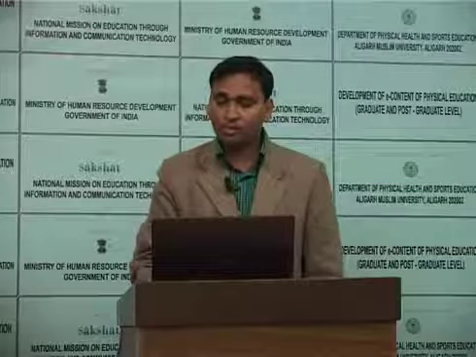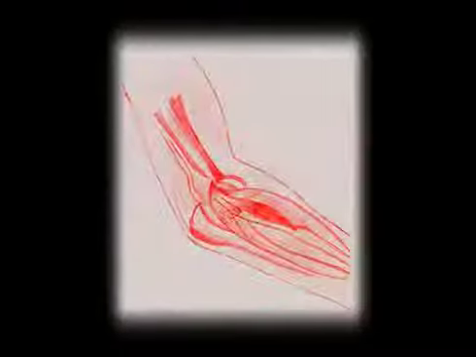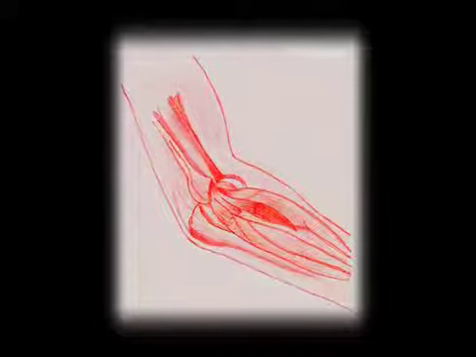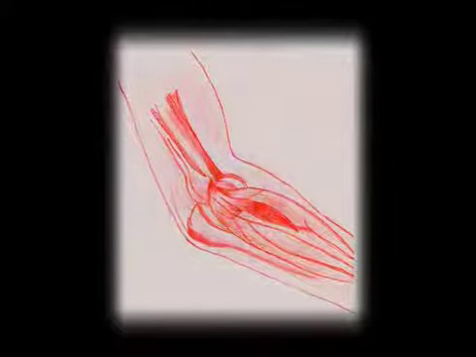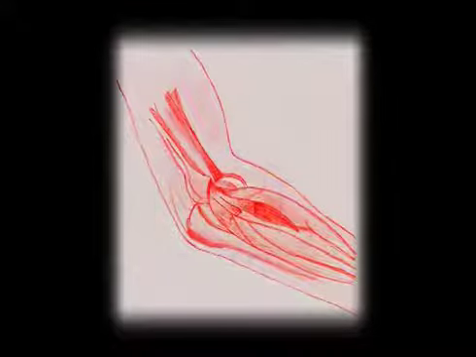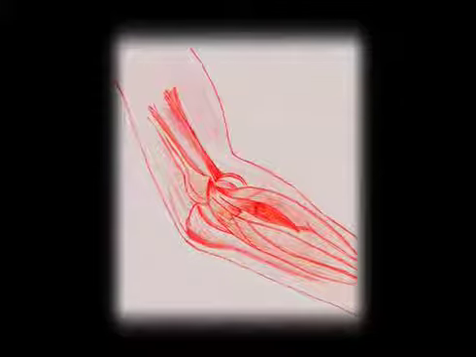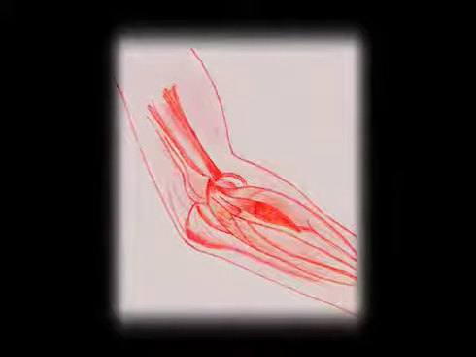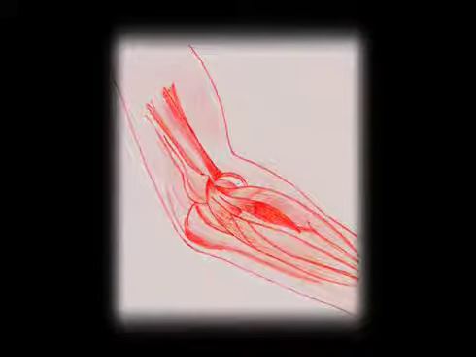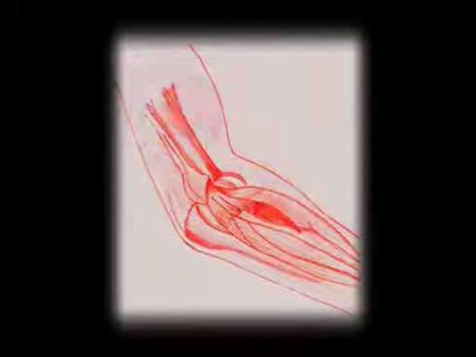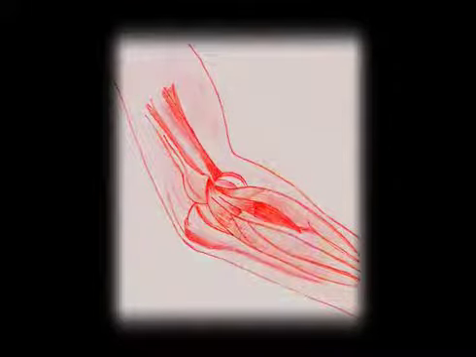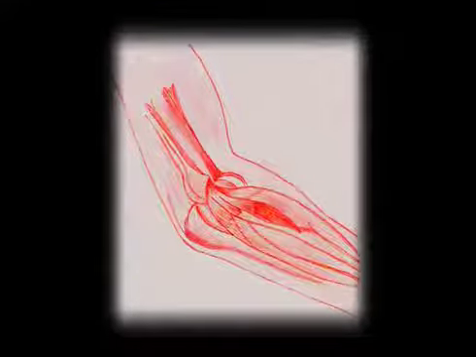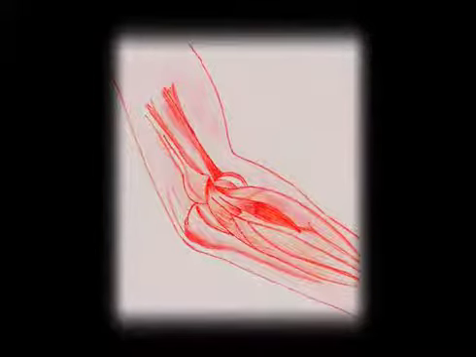Anconeus muscle arises from the posterior surface of the lateral epicondyle. You can see in the diagram, it originates from the posterior surface of the lateral epicondyle of the humerus, crosses the elbow joint and is inserted over the olecranon of the ulna. It means it has the same insertion as triceps. So whenever it contracts, it will cause extension movement.